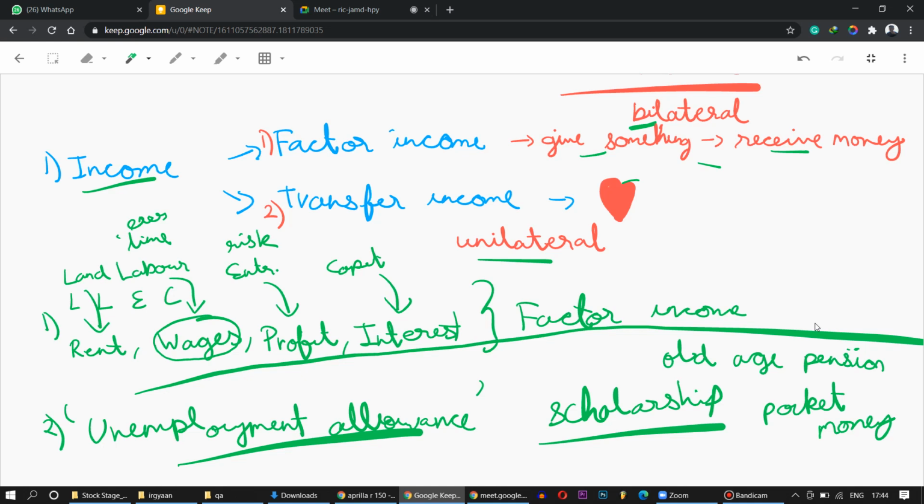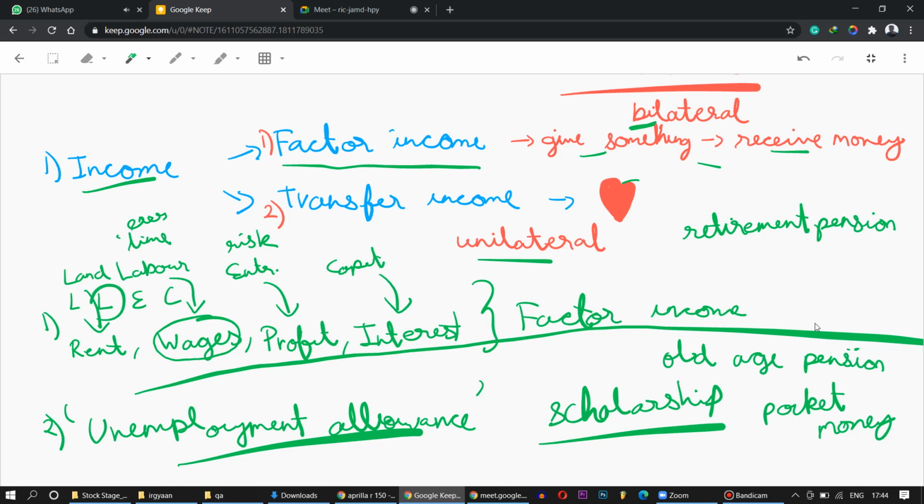At the same time, retirement pension is given by your employer. The company that you work for gives you retirement pension, and that will come under factor income because you had to give your labor.